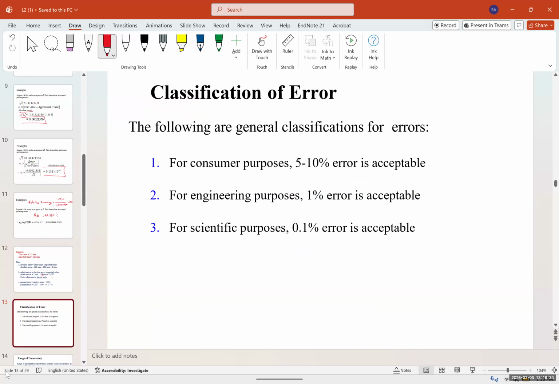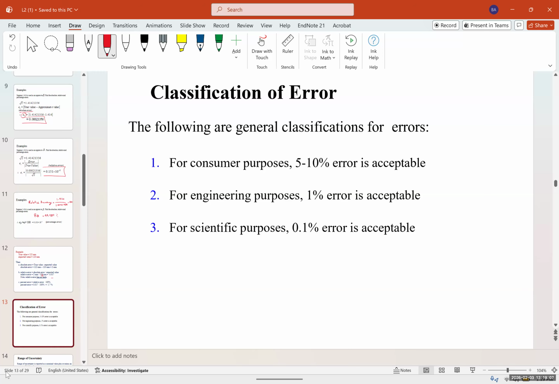Okay. Now, classification of errors. These are the general classifications for errors. For consumer products or purposes, 5 to 10% error is acceptable. For engineering purposes, 1% error is acceptable. And for scientific purposes, anything above 0.1% is not acceptable, so it must be below 0.1% error.